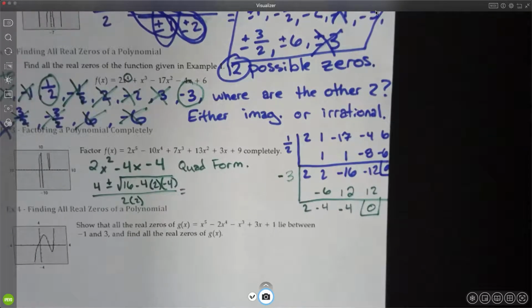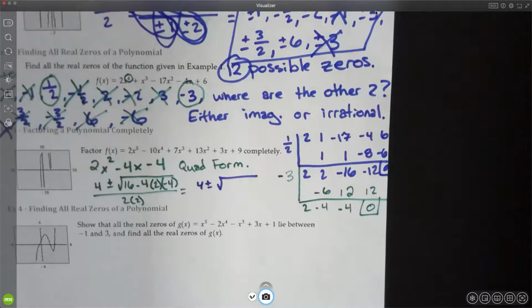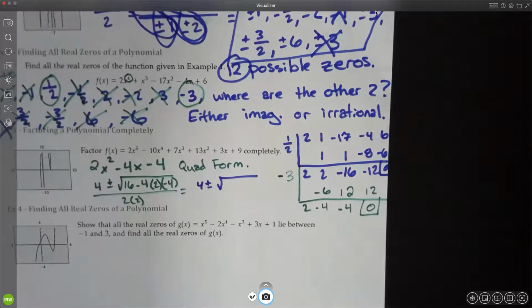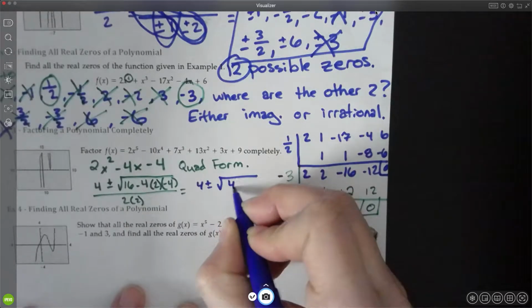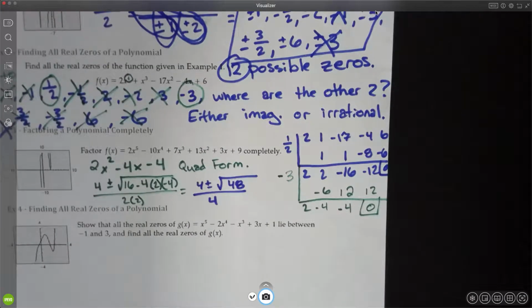4 plus or minus the square root of, what's that? 16 minus 4 times 2 times negative 4. 48. 16, 32, 48. 48, all over 4. Now, last thing. 4 plus the square root of 48 divided by 4, and then do 4 minus the square root of 48 divided by 4. Tell me what 2 decimals you get.